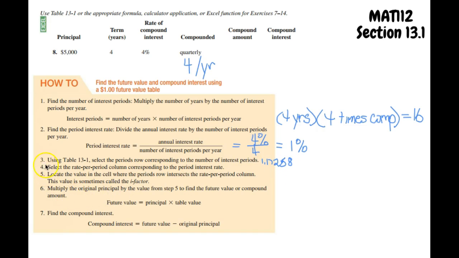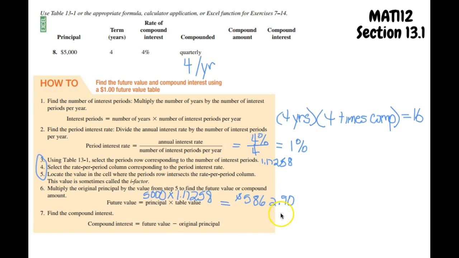So now steps 3, 4, and 5 really have to do with that table, finding that number. So we did that probably a lot faster than reading through all these directions. You just find the right column and row. So now step 6 is where we're at. We want to multiply the original principal, which is $5,000, by that table value of 1.17258. And that gives us our future value. And that comes out to $5,862.90.